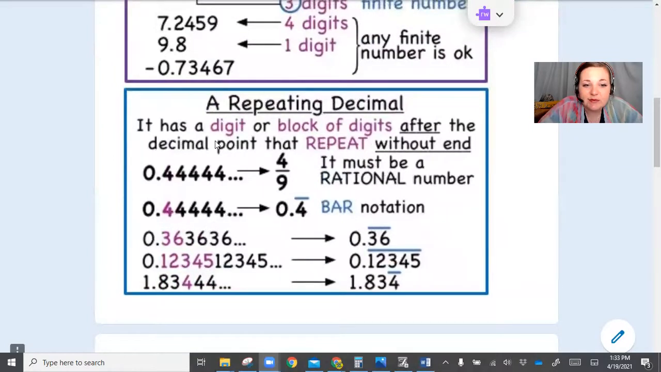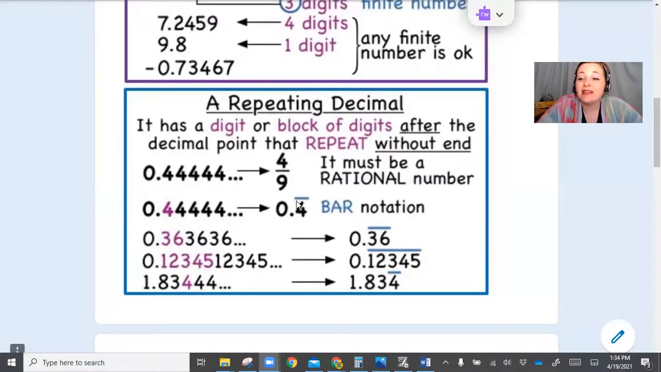A repeating decimal has a digit or a block of digits after the decimal point that repeats without ending. So it's also a rational number. It could be represented as a fraction, like 0.4 repeating. And you can see that it has the dots at the end. It can also be written as a bar notation. So you can write it as a fraction, which is a rational number, or you can show it as dots or with that bar notation.